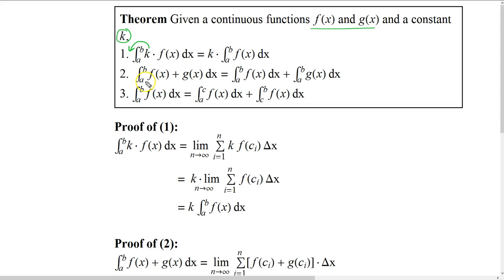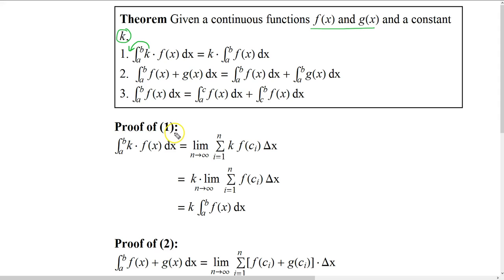You also have this rule: the definite integral from a to b of f plus g is the definite integral of f plus the definite integral of g. So in a sense, you can distribute the integral symbol to the f and the g. And for our third rule here, the definite integral from a to b of f of x dx is the definite integral from a to c of f plus the definite integral from c to b of f. Now let's take a look at a justification for these three rules, and then we'll look at some examples.